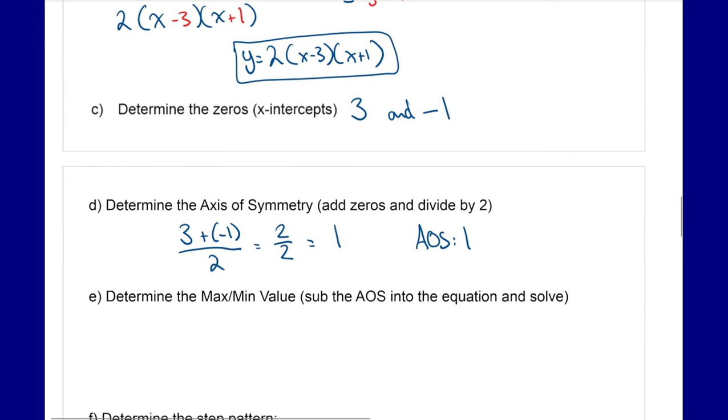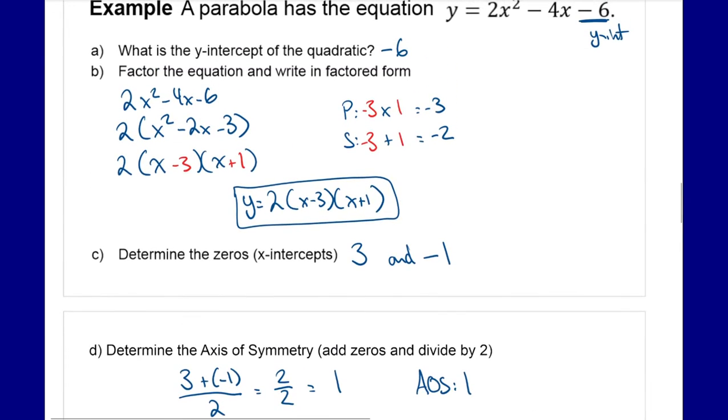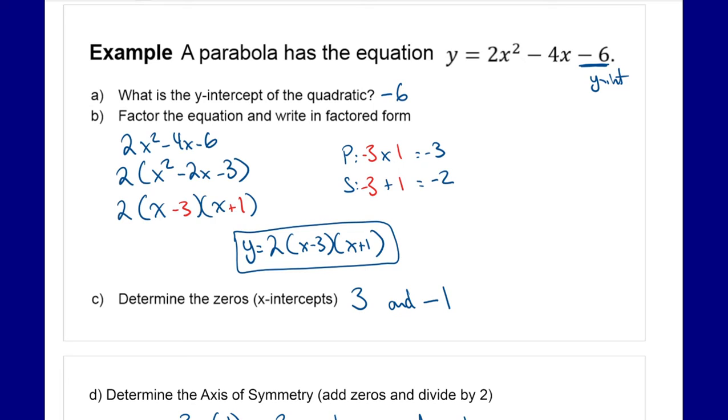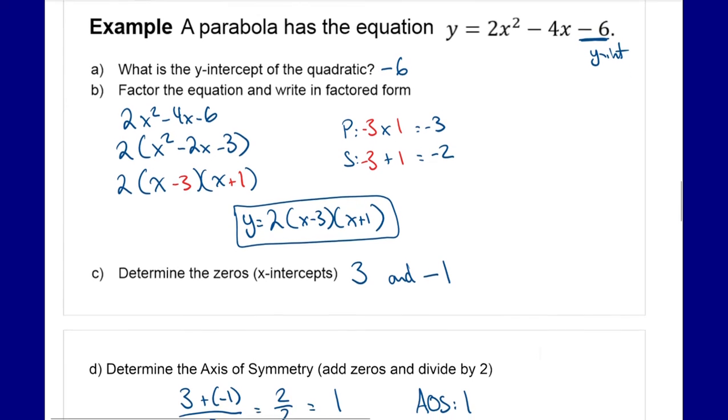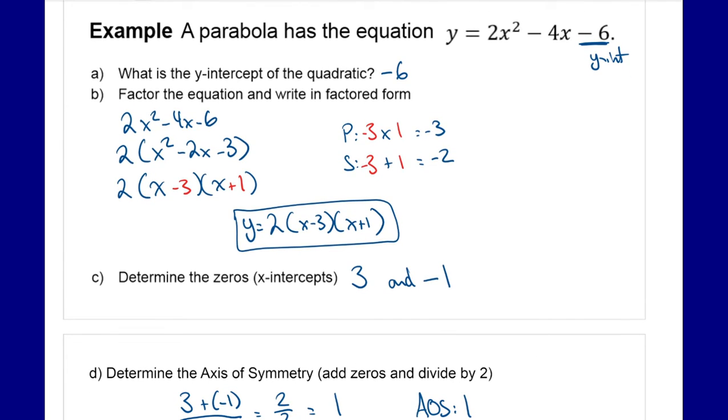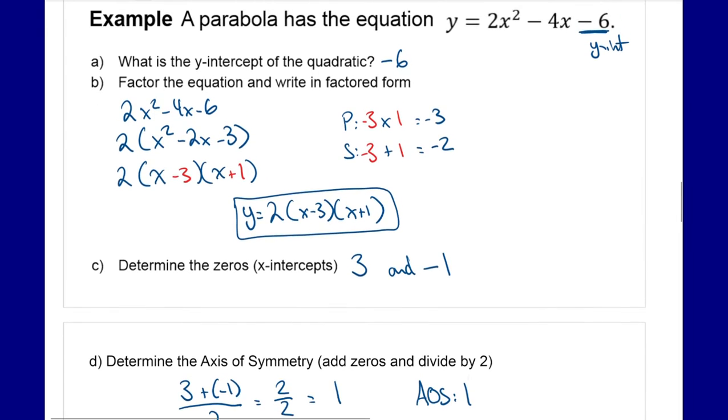We can then determine the max or min value by plugging that axis of symmetry back into the equation and solving. Now technically in this case we have two different equations. We have the factored form that we found and we have the standard form that we started with. You can choose to use either one. It's the same quadratic, just a different formula. I'm going to use the first one. It's a little bit easier to work with, less calculations.